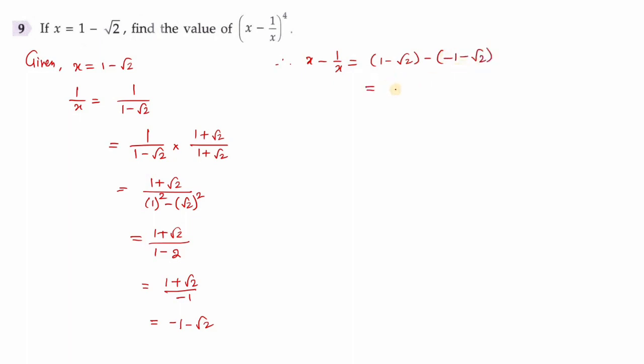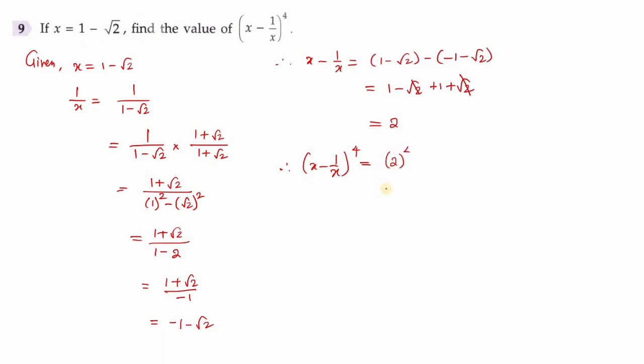Now let's open up the bracket. So 1 minus root 2, minus into minus is plus 1, minus into minus is plus root 2. So you see these two get cancelled. What do we get? 1 plus 1 is 2. So ultimately, we have (x minus 1 by x) whole to the power 4, so the value of x minus 1 by x is 2.